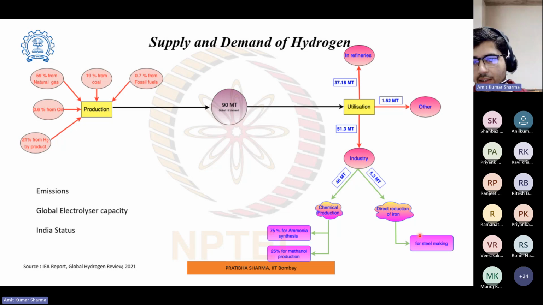So you can see the steel industries are also working towards green hydrogen, and I think in our class also, 2 or 3% from Jindal Steel. So maybe they are working towards green hydrogen for their steel making.